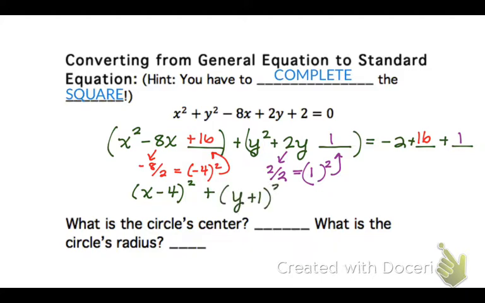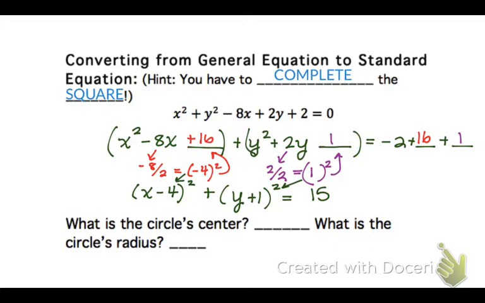And if you notice, all I did was put that -4 and that 1. So if we need to look at factoring, we can do that again. But hopefully you remember some of that from before. And then we would add -2 plus 16 plus 1. -2 plus 16 is 14. 14 plus 1 is 15. And so now we have converted this to our standard equation.